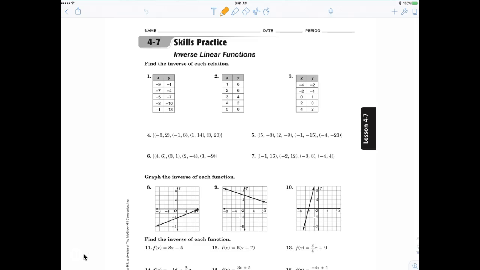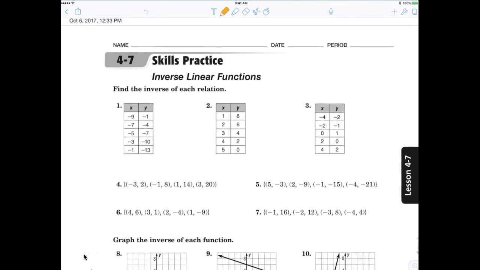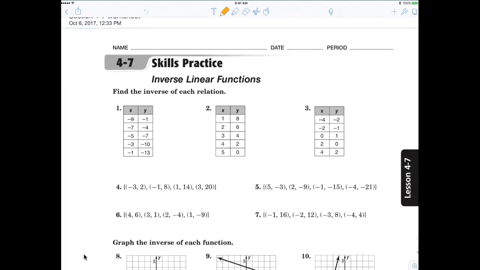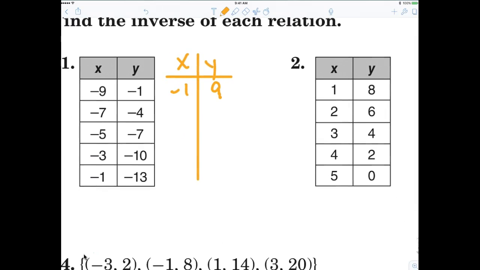Whenever you want to find the inverse function, it literally means you just switch the x and the y. Let me give you an example. Let's talk about number one. Whenever you want to find the inverse, what did I say you do? You just switch the x and y. So the inverse for question number one would be -1, 9, then -4, -7, -7, -5, -10, -3, -13, -1.